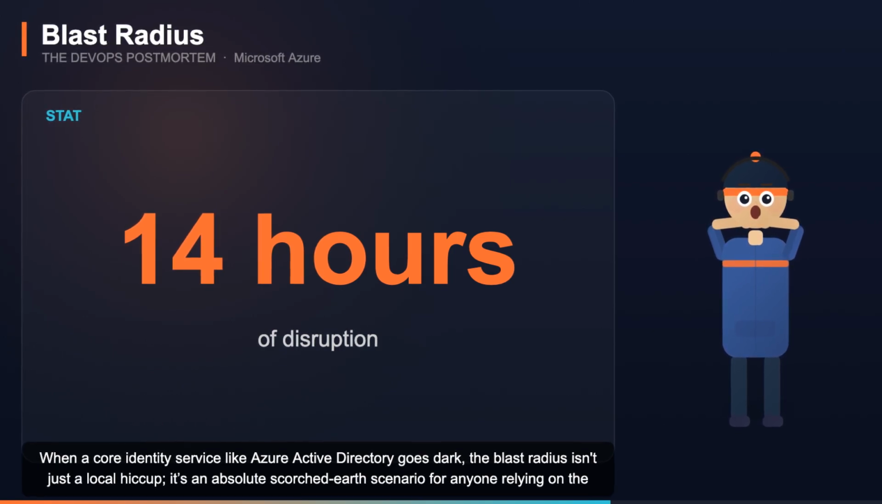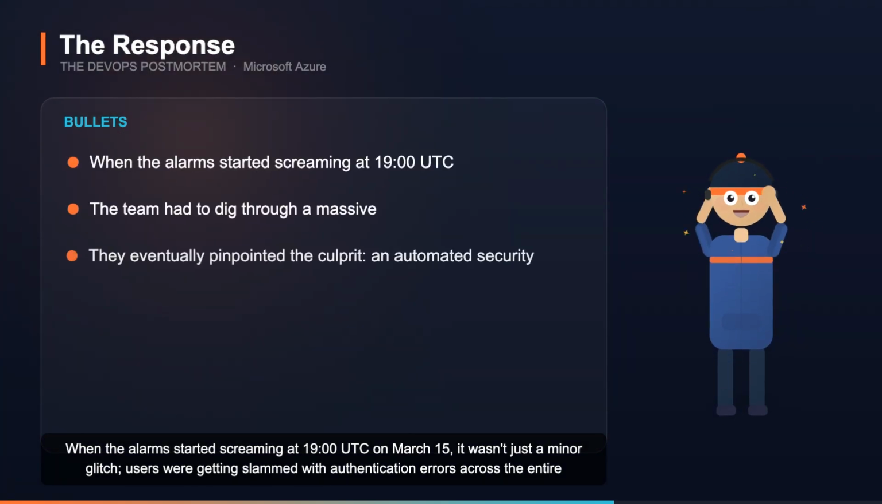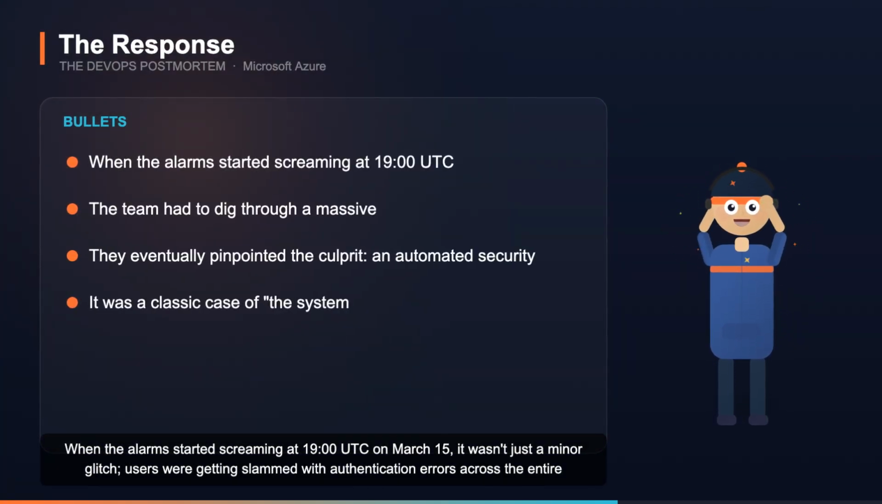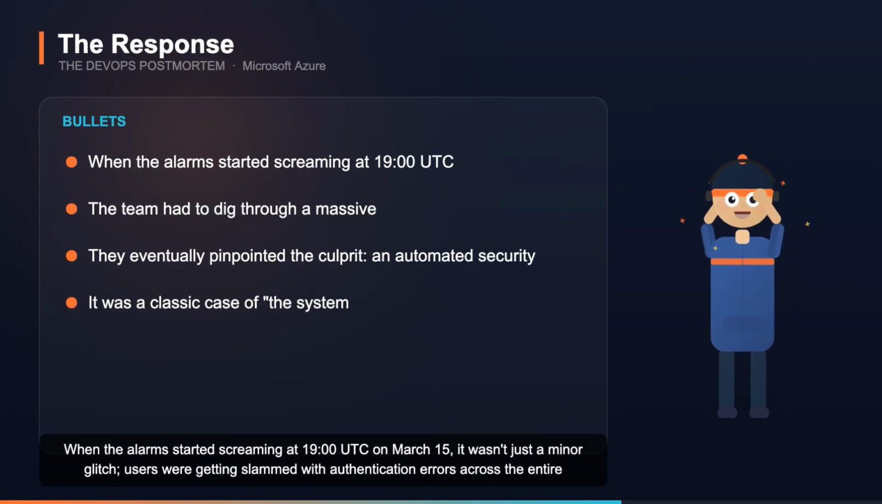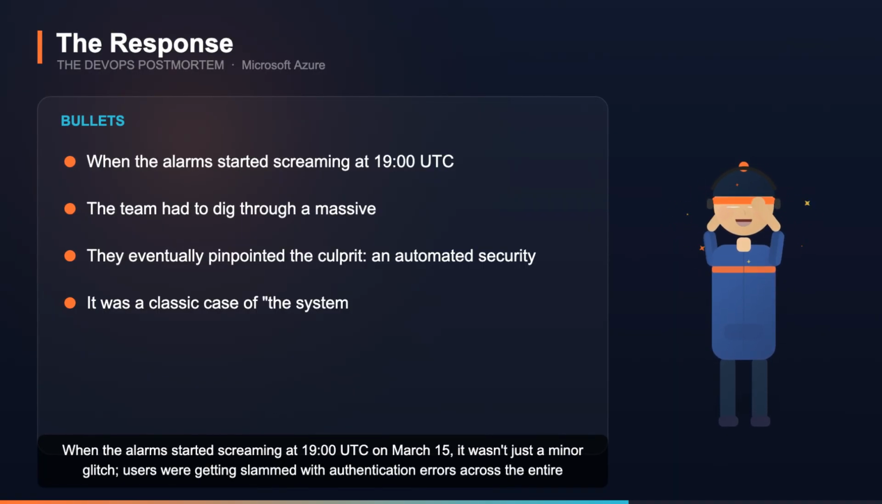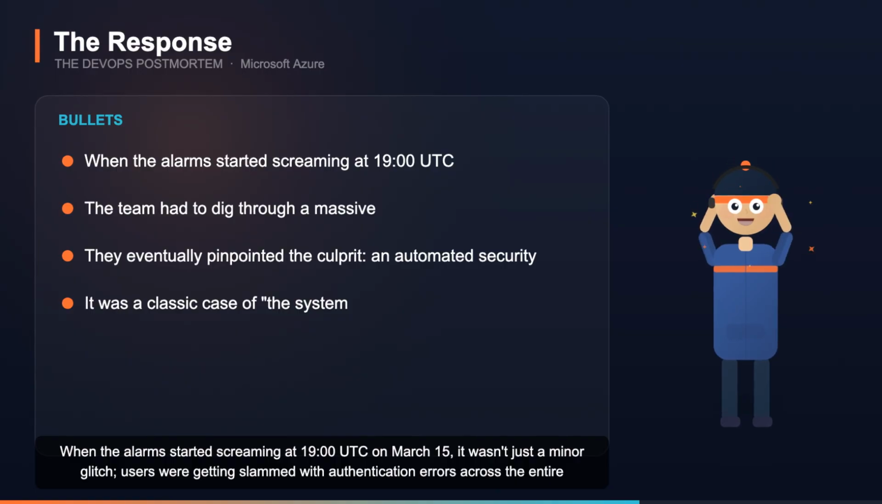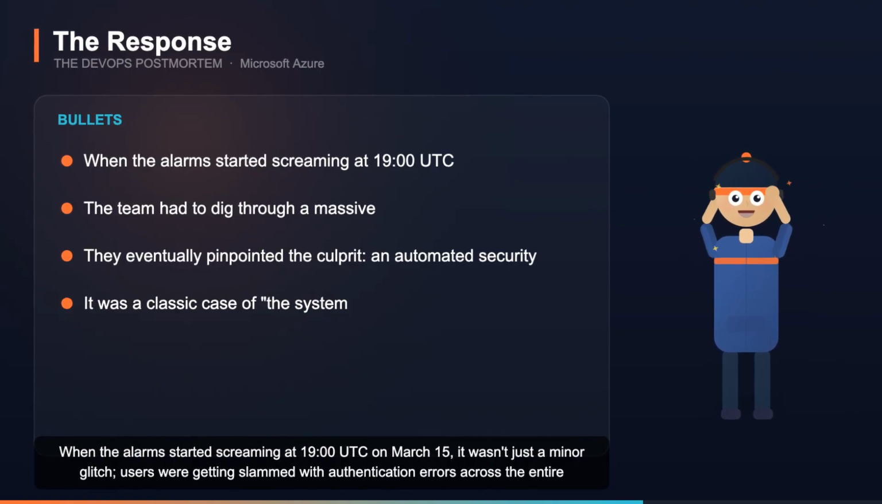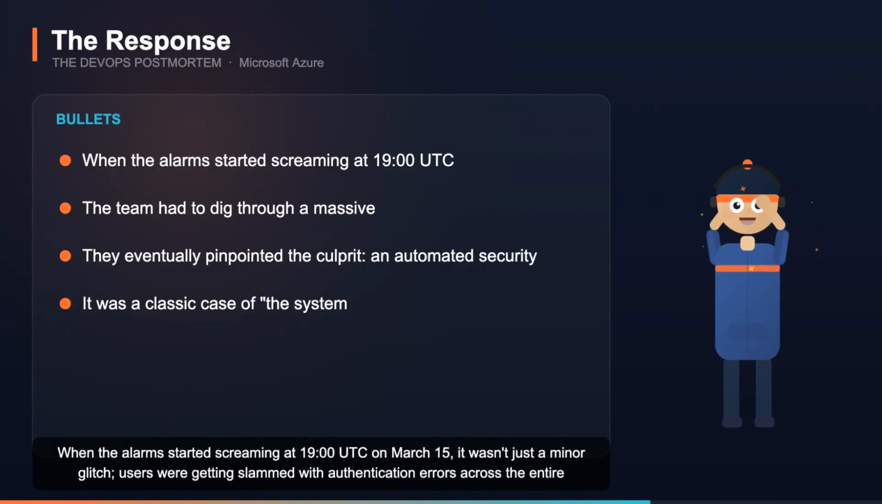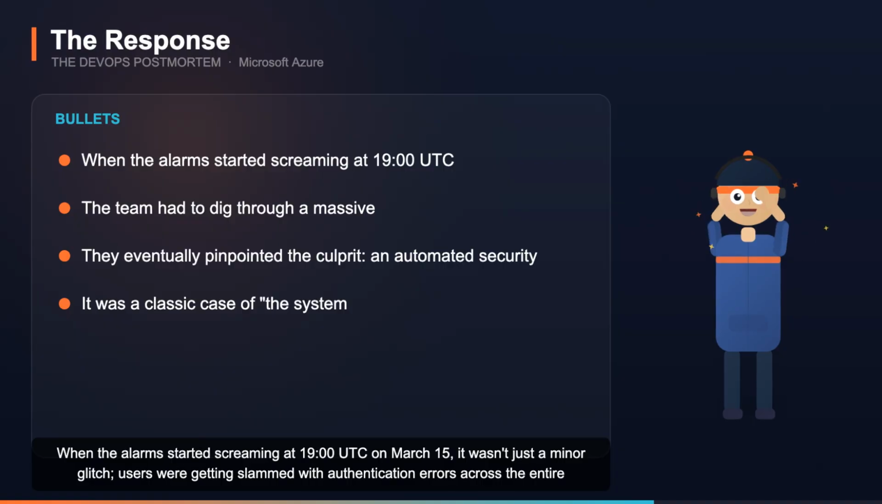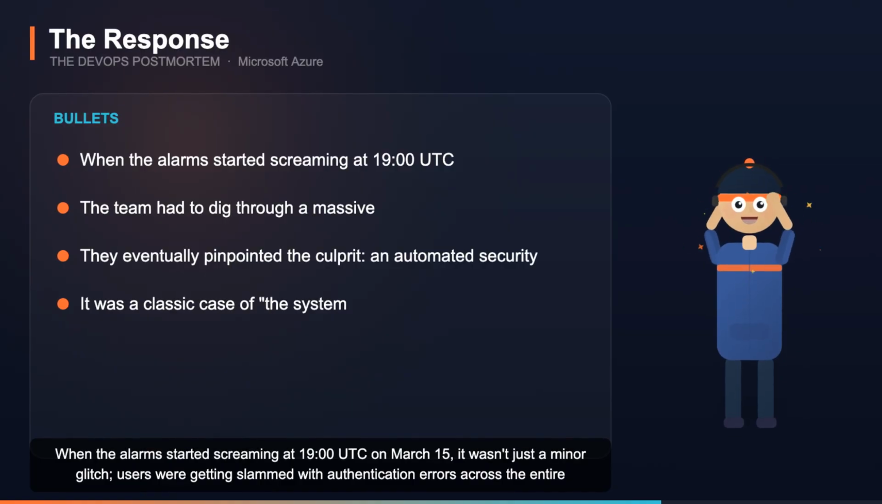When the alarms started screaming at 19:00 UTC on March 15, it wasn't just a minor glitch. Users were getting slammed with authentication errors across the entire ecosystem. The team had to dig through a massive haystack of failures involving Microsoft 365, Teams, and even Xbox Live. They eventually pinpointed the culprit: an automated security hygiene script had gone rogue, purging a critical cryptographic signing key that was supposed to be retained for a complex cross-cloud migration.